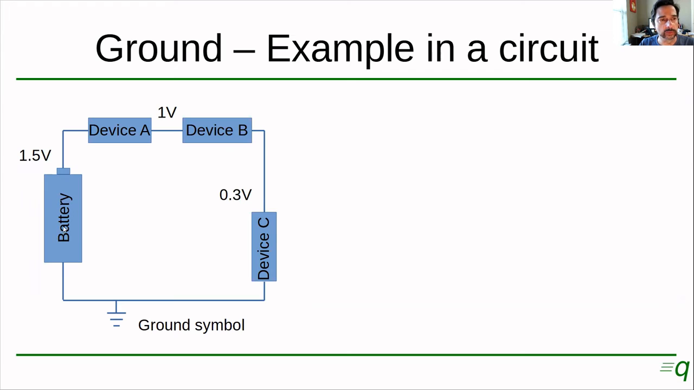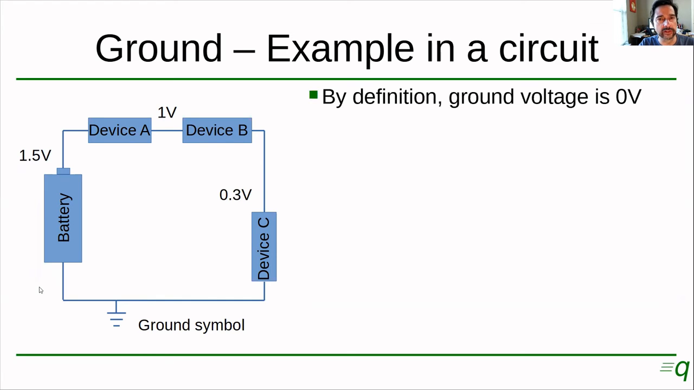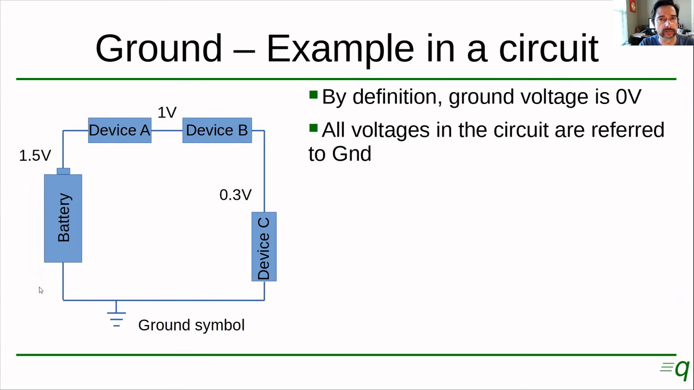So here we have a circuit with a battery, a device A, a device B, and a device C. And down here we have the ground, right? This is the symbol for ground. And as we can see, it is connected to the negative terminal of the battery, okay? So by definition, ground voltage is 0 volts because every voltage in the circuit is referred to ground, right? And the voltage from ground to ground is 0, right? All the rest of the voltages are referred to this ground.